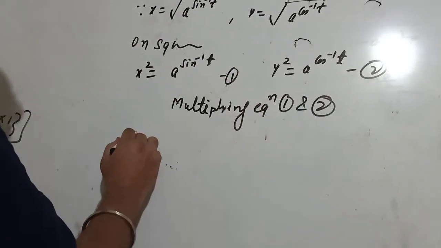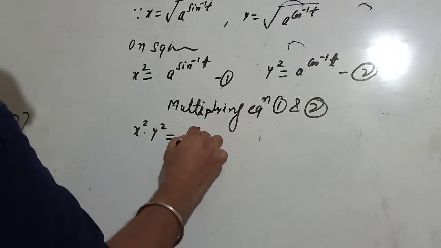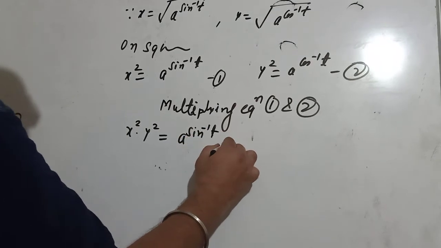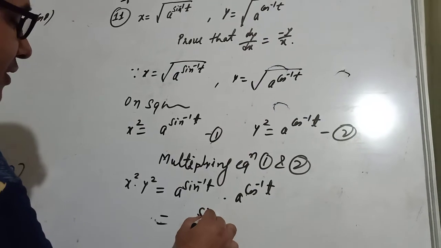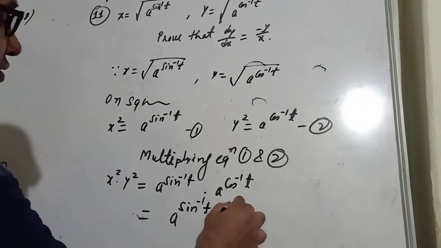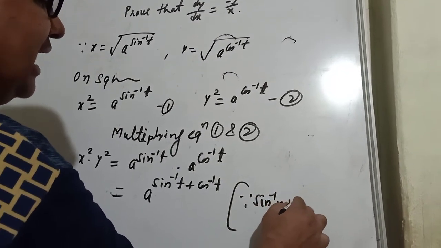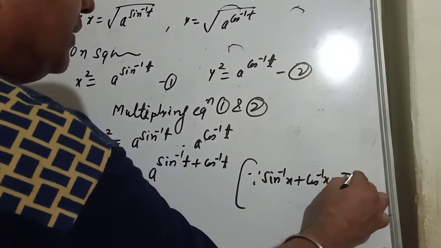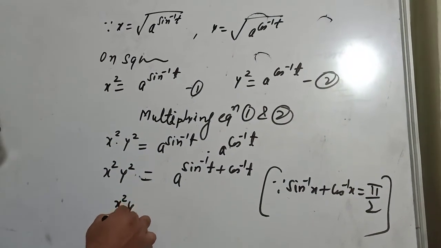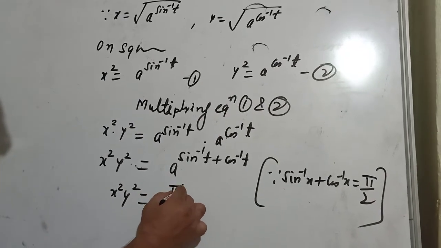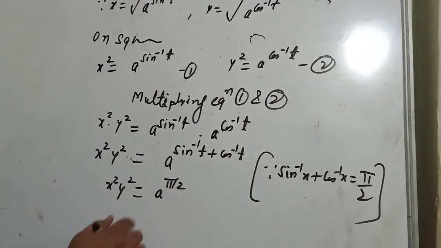Left hand side multiplied by left hand side and right hand side by right hand side. A to the power sin inverse t into a to the power cos inverse t. The base is the same, so we can add the powers: sin inverse t plus cos inverse t. We know this property of inverse trigonometric functions: sin inverse x plus cos inverse x is pi by 2. So here we can write x square into y square equal to a to the power pi by 2, because sin inverse t plus cos inverse t is also pi by 2.